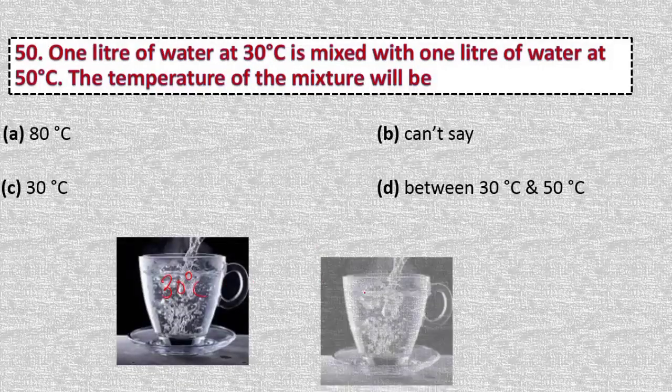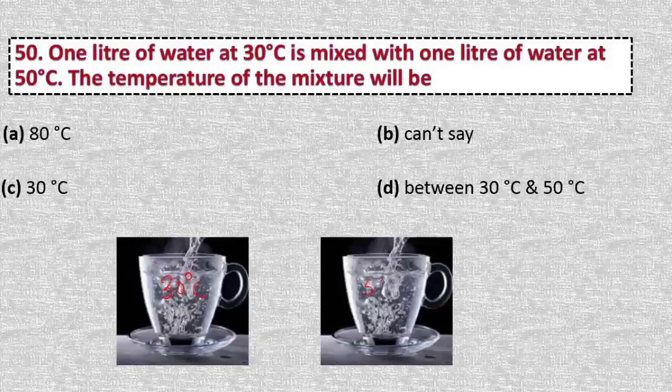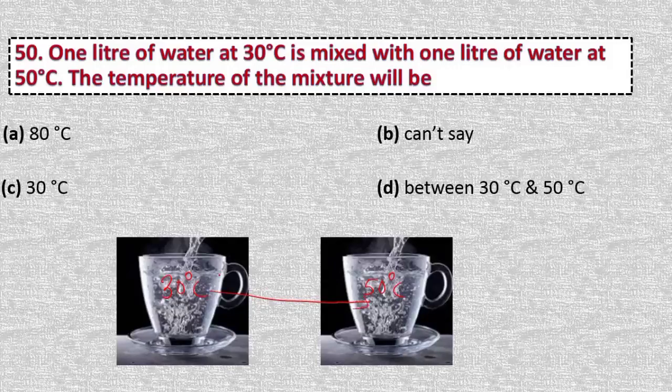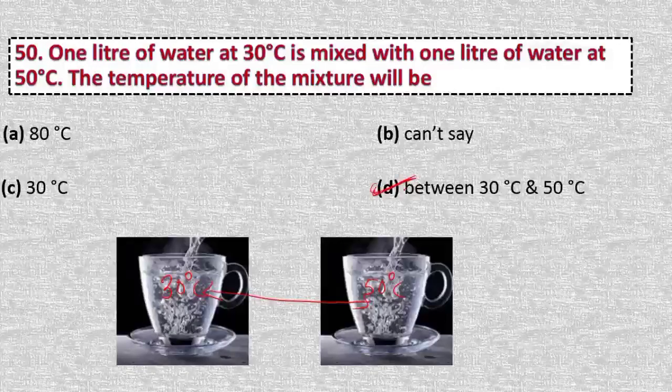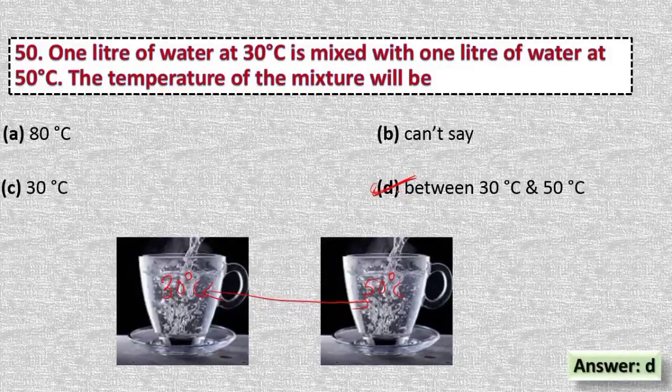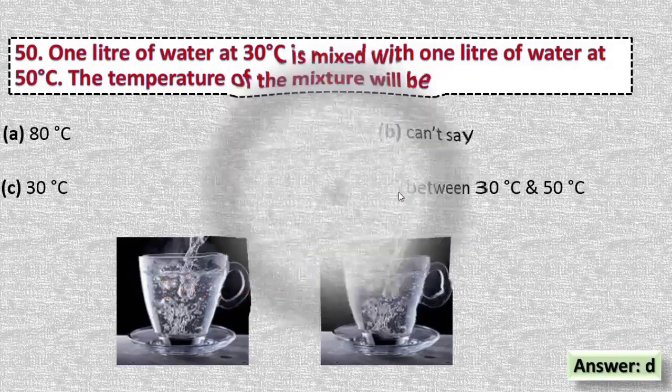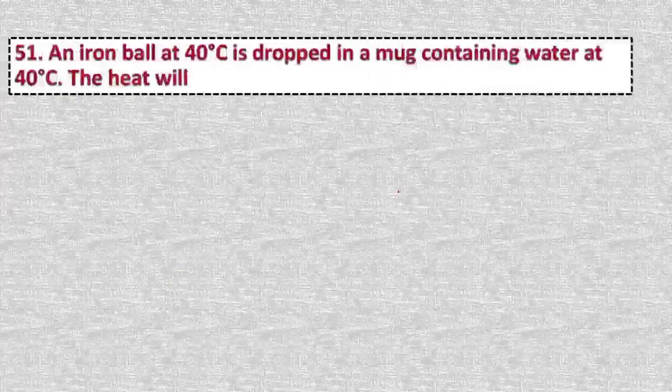Here is 1 liter of water at 30 degrees centigrade. Here is 1 more liter of water at 50 degrees centigrade. So when we mix them, the temperature will be in between 30 degrees centigrade and 50 degrees centigrade until they reach equilibrium. The correct answer is option D, between 30 degrees centigrade and 50 degrees centigrade.